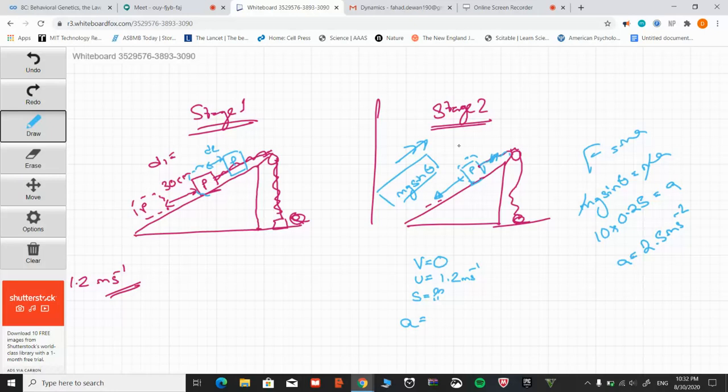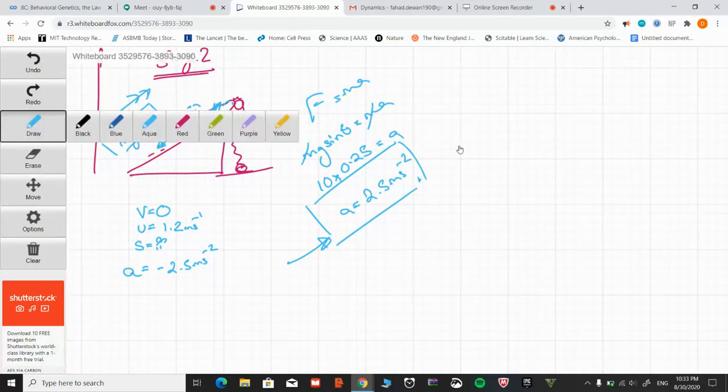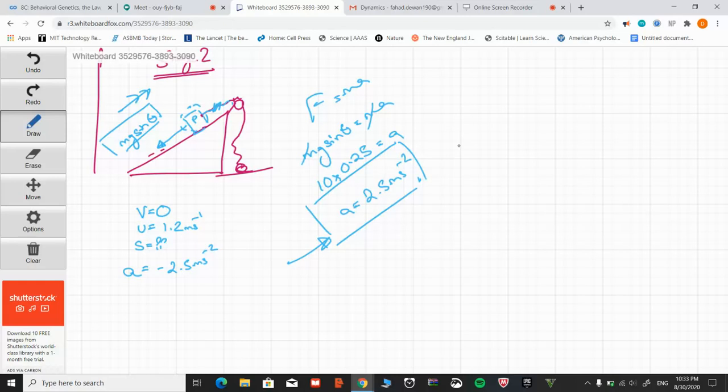When the string goes slack because Q hits the ground, only mg sine theta will be the force acting, and as a result, the particle P, which was moving, will experience a deceleration of 2.5 meters per second square. So minus 2.5 meters per second square. Minus because I know it's going to slow down. The theory tells me it's going to slow down. So let's figure out how much additional distance it will gain.